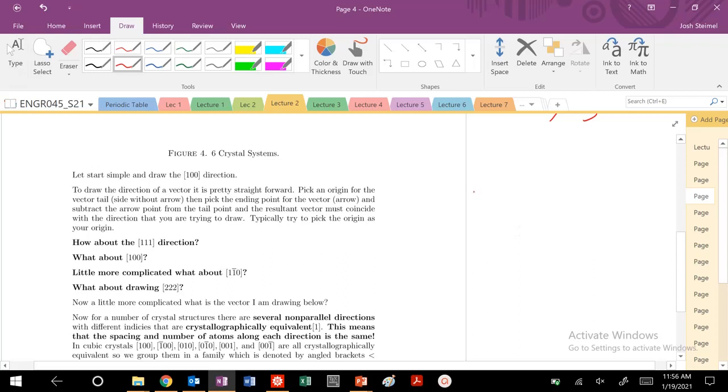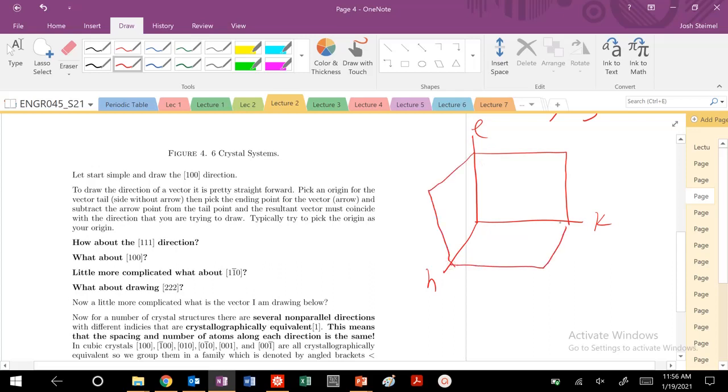So I'm going to draw our coordinate system. I'm going to do H, K, L, X, Y, Z, and I'm going to draw our cube. I should have drawn the cube first. I'm going to draw it like this. This goes out here. Oh, wow, I am really bad at drawing. Let me undo that. So let's just draw our cube here. So this is our unit cell, our cube.